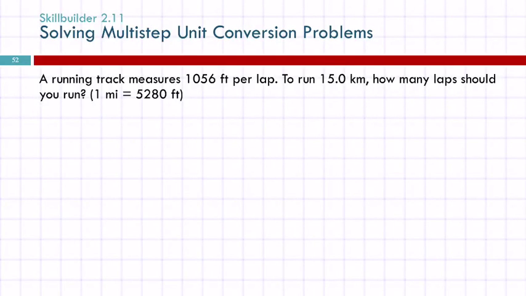We were talking about multi-step conversion problems. Here's a word problem. This one has a few more words. A running track measures 1,056 feet per lap. To run 15.0 kilometers, how many laps should you run? Maybe an odd question, but a practical type of question.